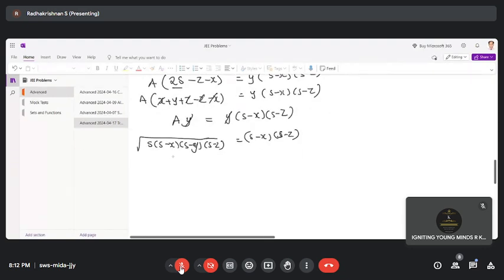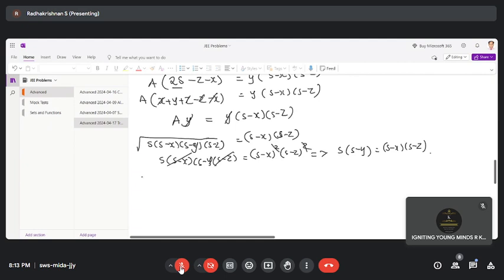Now if you square on both sides, now we can cancel out one s minus z and s minus x. Okay, squares will go now. So what this is giving us is s into s minus y equal to s minus x into s minus z. So this is what you get. Okay.